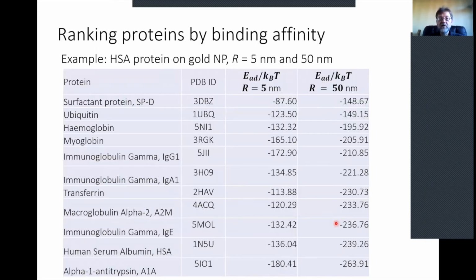Okay, then the next thing, we can rank the proteins by binding affinity. And here you see a table from a paper from 2019, where we rank 10 different proteins by adsorption binding affinity to gold nanoparticles. And we see that indeed information can be useful. What we can predict in this way is what is expected to be in the corona, what will bind stronger, and how the content of the corona depends on the particle size.